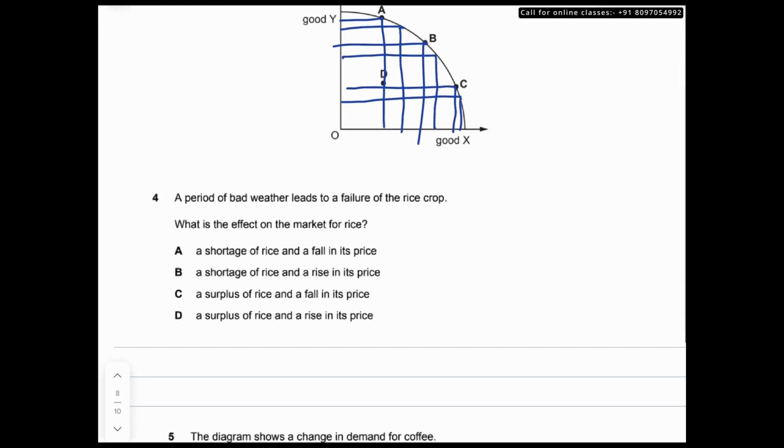Now let's take a look at question number 4. So question number 4 reads, a period of bad weather leads to a failure of rice crop. What is the effect on the market for rice?